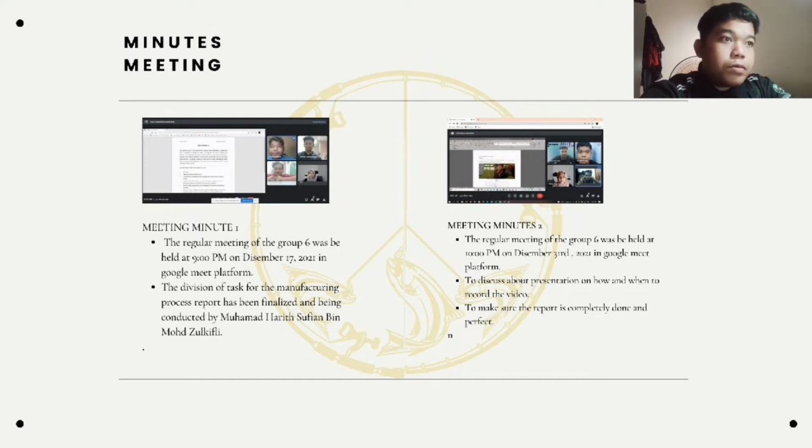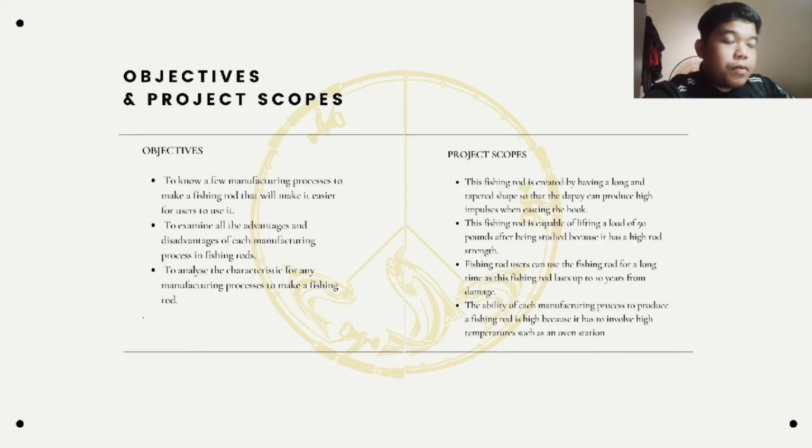Alright, I will go through the objectives of this report for investment costing. First, to know a few manufacturing processes to make a fishing rod that will make it easier for a user to use. Second, to examine the advantages and disadvantages of each manufacturing process in fishing rods. And lastly, to analyze the characteristics of each manufacturing process to make a fishing rod.